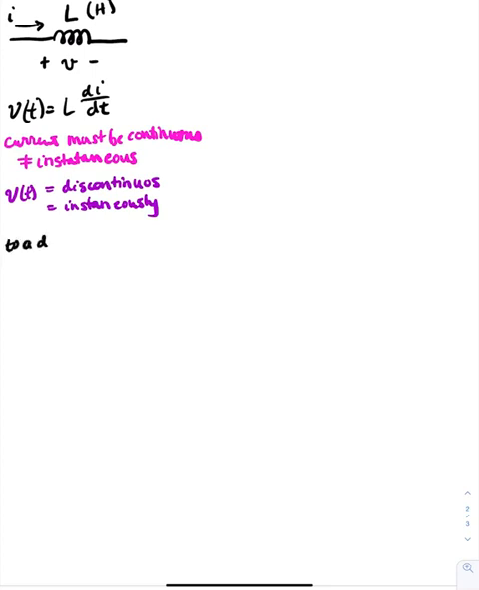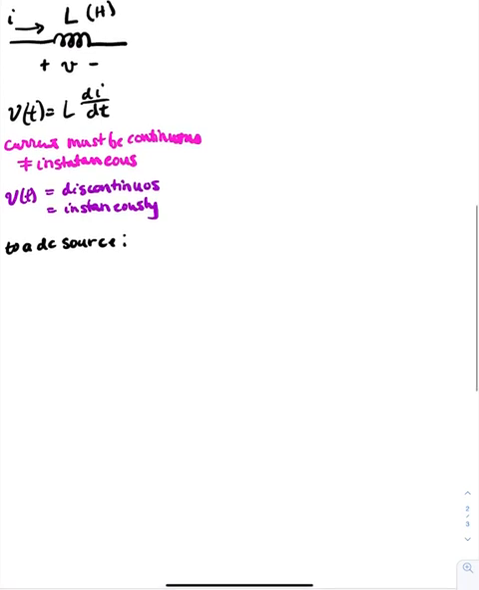To a DC source, current is constant, so di over dt equals 0, which means that voltage would equal 0, and the inductor behaves as a short circuit.